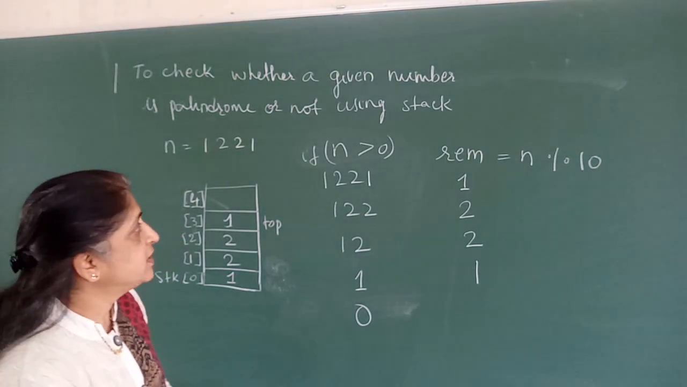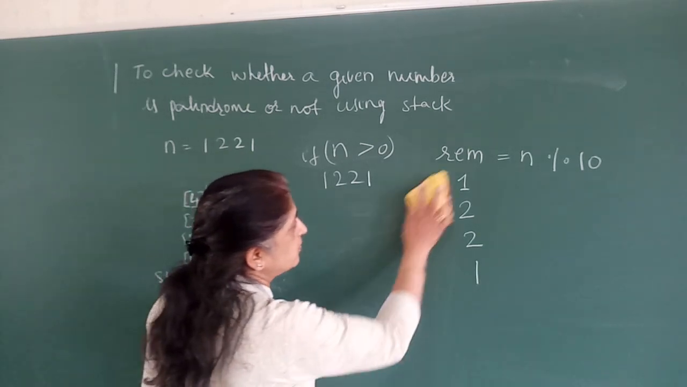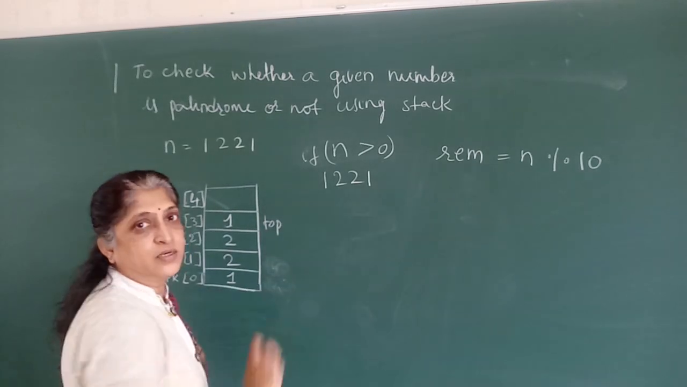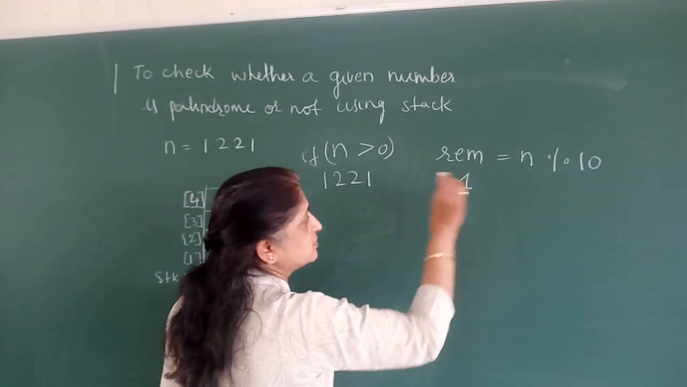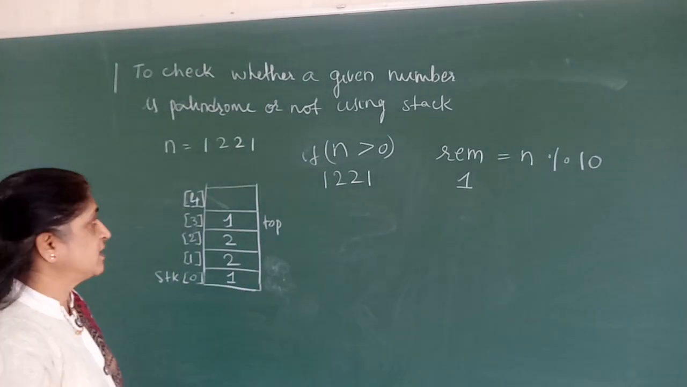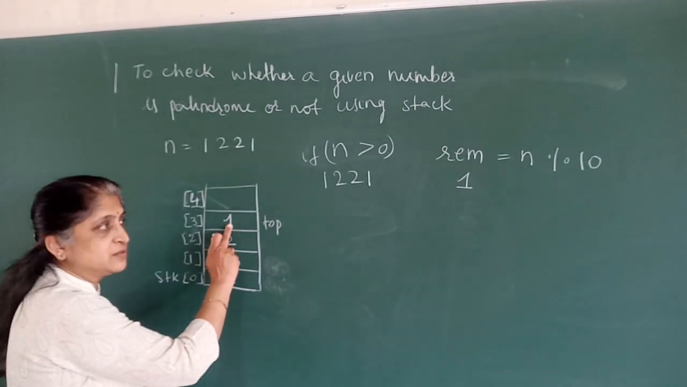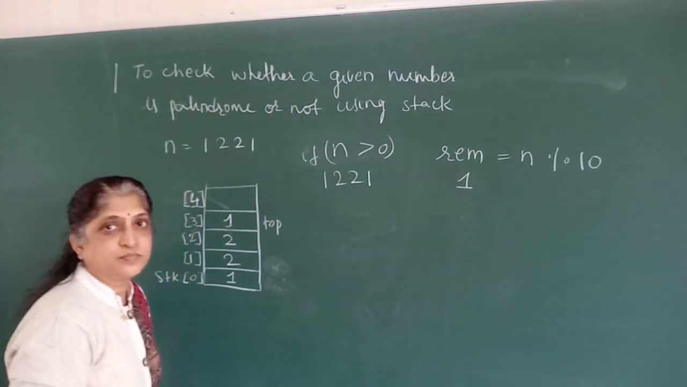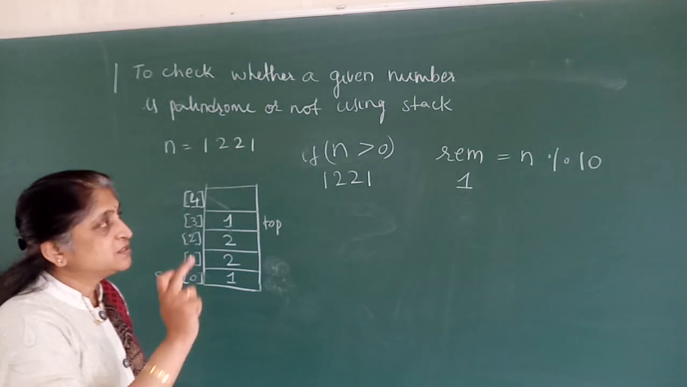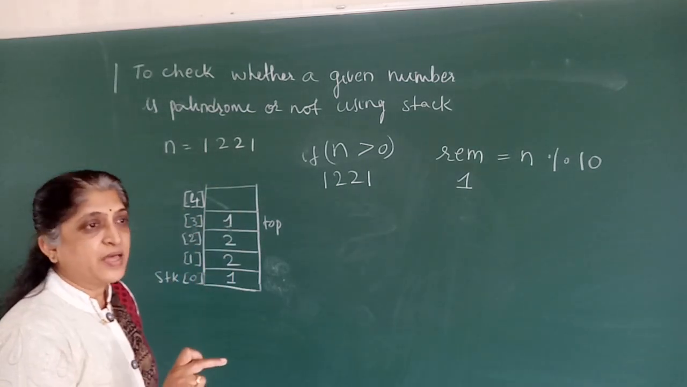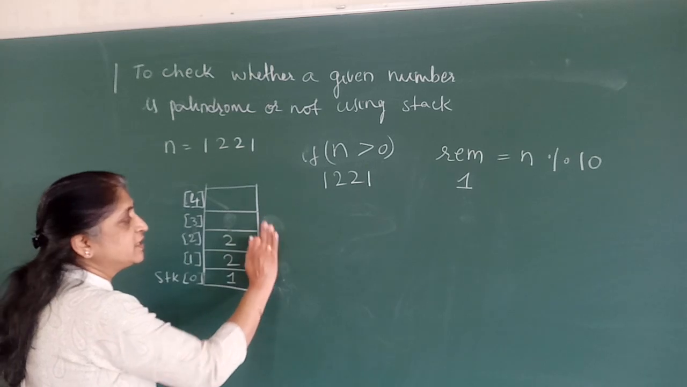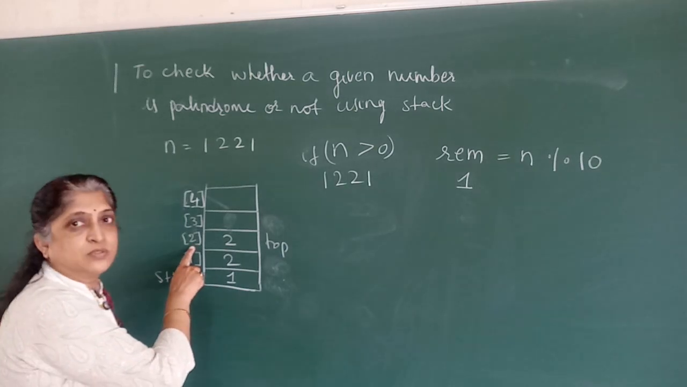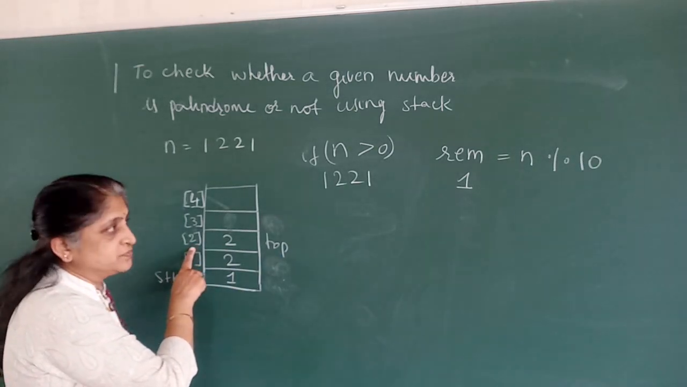Now again, n is 1221. What we perform is the mod operation. 1221 mod 10, I get the remainder 1. Now pop from the stack. I pop this element. When I pop it is 1, I compare the popped element with the remainder. That means this number may be a palindrome. So I have popped this element, I decrement top by 1, so top is now holding the index 2.